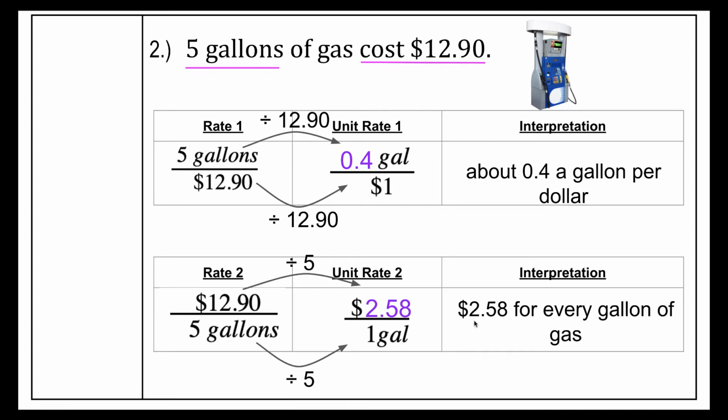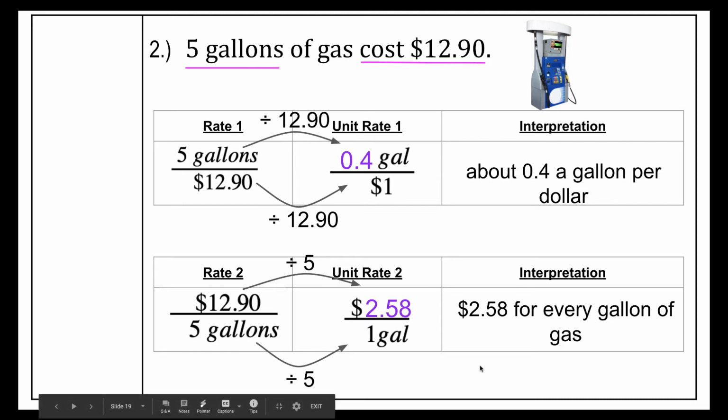Well, one way I think about it is it's going to cost $2.58 for every gallon of gas. Why is it important that we interpret rates correctly? It helps us understand the situation, doesn't it? Which one of these rates, rate 1, rate 2, makes the most sense in your mind? Gallons on top or where money is on top? I think you would agree with me that my mind interprets rate 2 here the best.